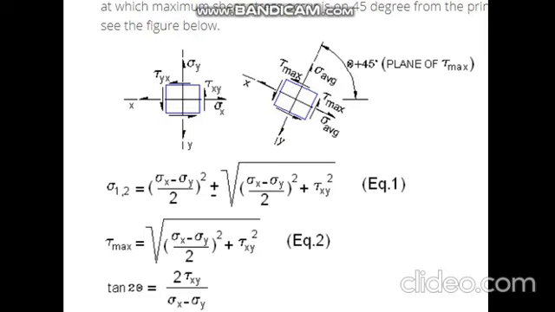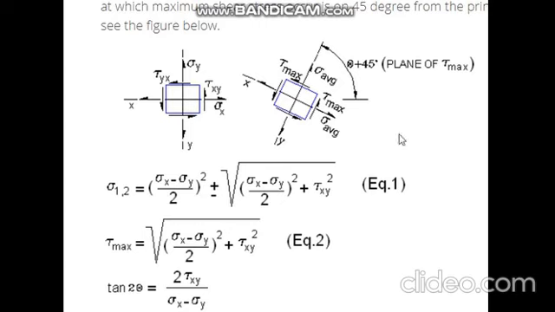Yesterday we talked about principal stresses and principal planes, and some students have a doubt about how many principal planes there are. You see, there are in all three principal planes. Okay, and similarly there are three principal stresses.